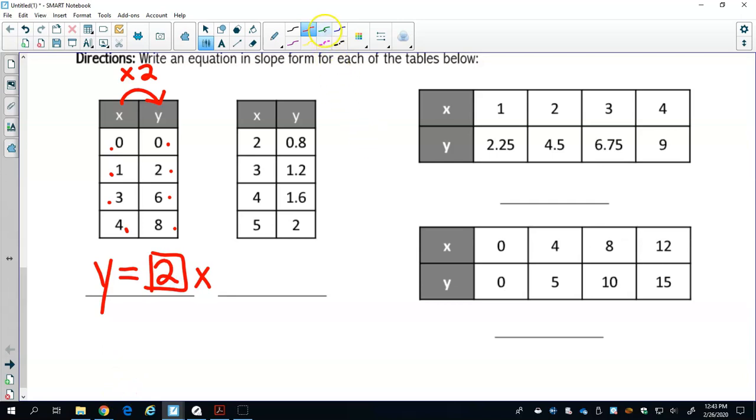Another way you could do it is, because you're trying to figure out what you do to x to get y, you could simply take y and divide it by x. So I could take 2 and divide it by 1, and I would still get that answer of 2. You could just work your way backwards from y to x to get that multiplier, which is going to come in handy when you have something like the second one.